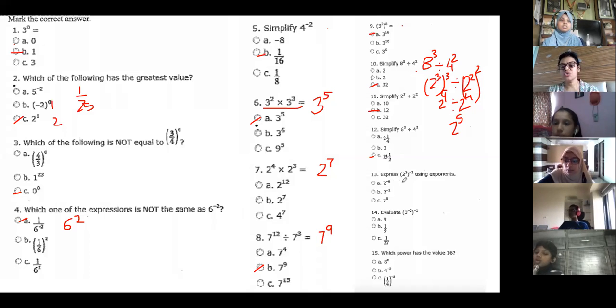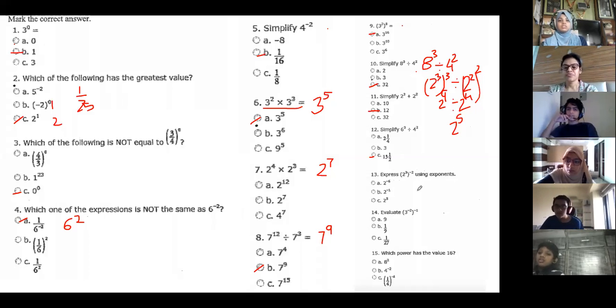Okay, express (2 cube) raised to minus 2 using exponents. Means here you have to use the law. 2 raised to minus 6. Yes, so 2 raised to minus 6. Which law have you used, Abdullah? 3 into minus 2, ma'am. 3 into minus 2. So when powers are multiplied, when brackets are there.